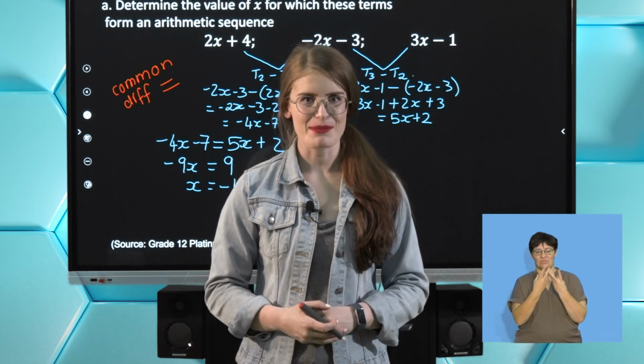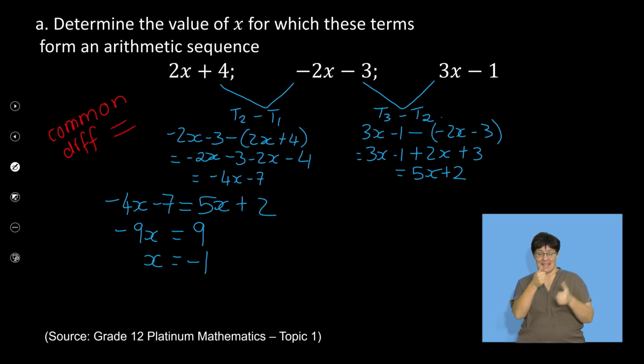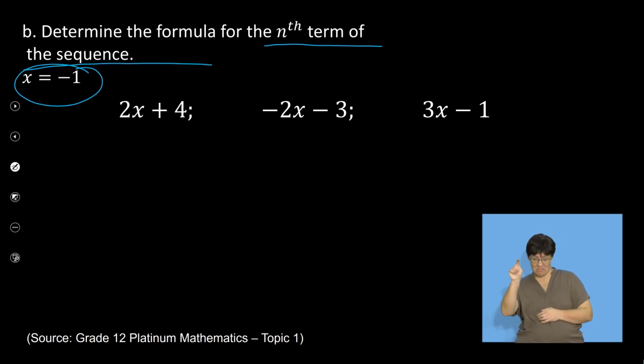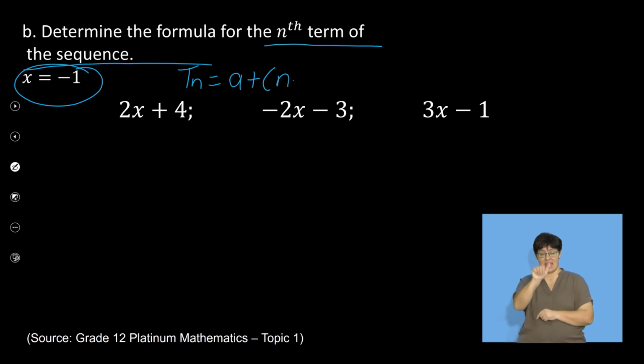Let's have a look at the next part of the question. So we now need to determine the formula for the nth term of the sequence now that we know that x is equal to -1. We know that the nth term of the sequence comes in the form of Tn is equal to a plus n minus 1 d. But I don't have a. A is still in terms of x.